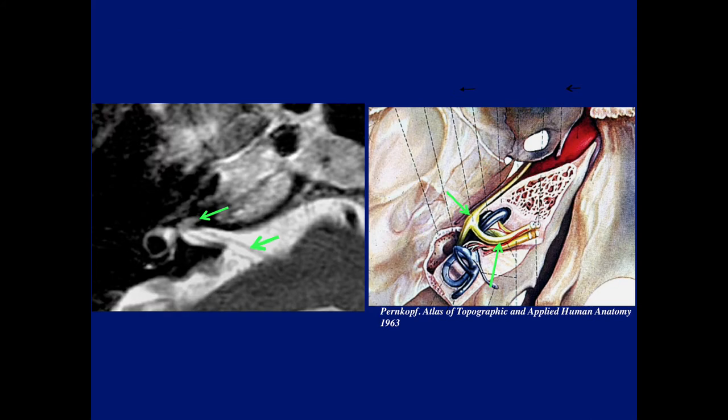On MR, we usually don't see as much, but we'll see that. So here's the seventh nerve entering the internal auditory canal with the eighth behind it. And here's the area where the genicular ganglion would be sitting.